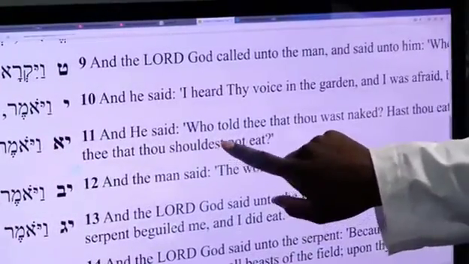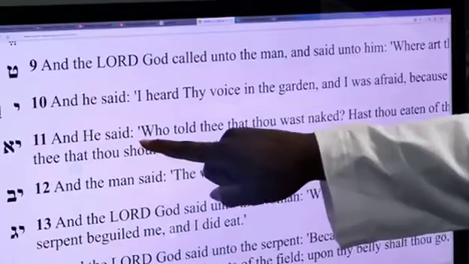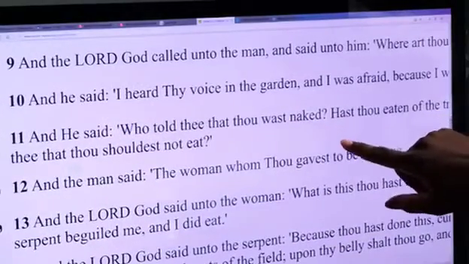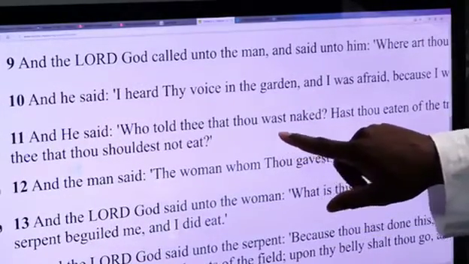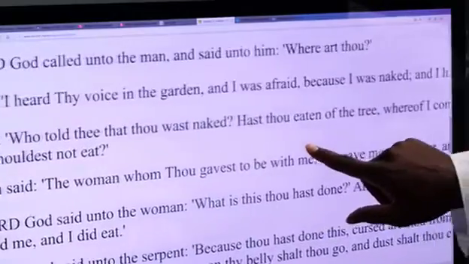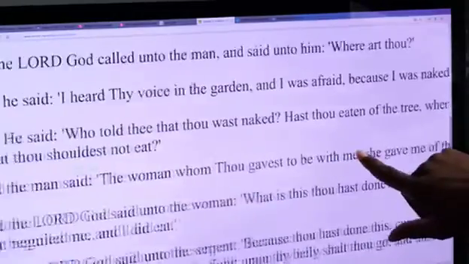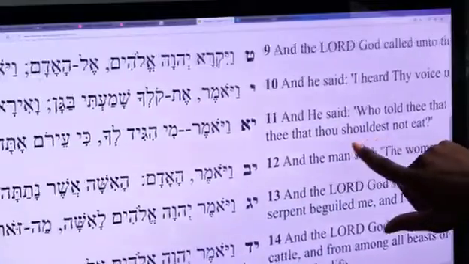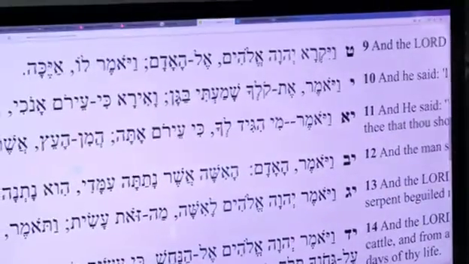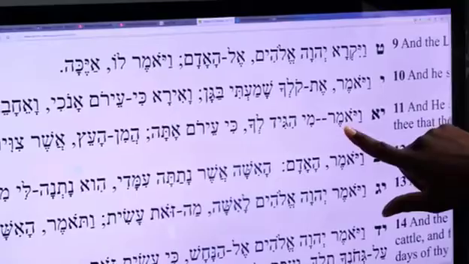It says here, Genesis 3:11, and he said, who told thee that thou wast naked? Hast thou eaten of the tree whereof I commanded thee that thou shouldest not eat? Now let's see if we can find the word for you.